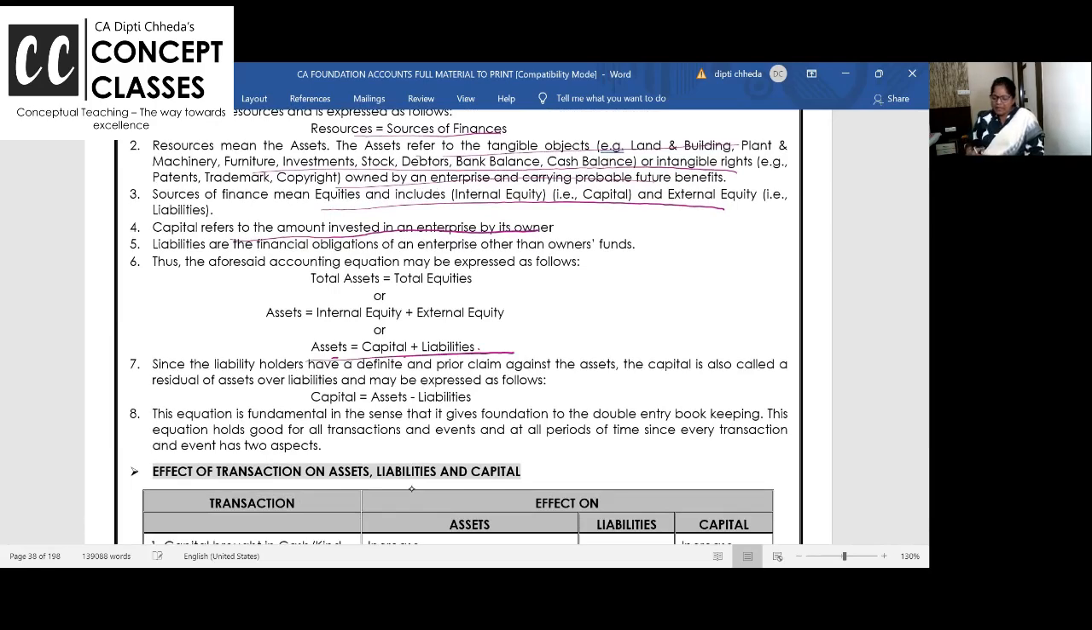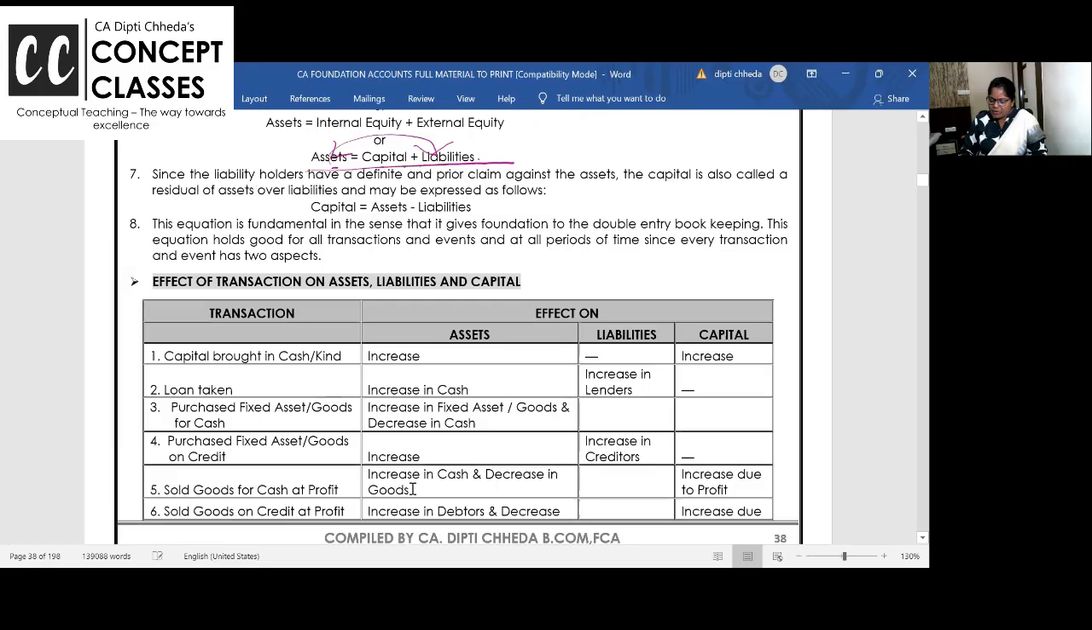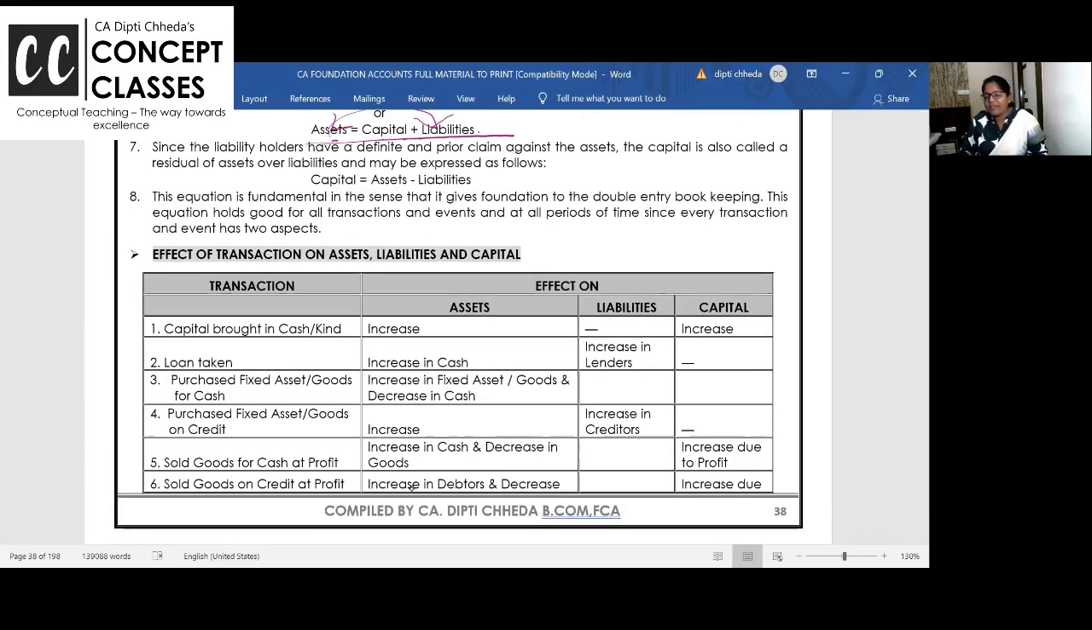ये तो सबको clear है ना? Right. Now since liability holders have a definite and prior claim against the asset, the capital is also called residual. You know, you can twist and turn. Asset is equal to capital plus liabilities, asset minus liabilities is capital, and so on. Now, what is the effect of transactions on asset, liability, capital? That interpretation is called accounting equation. For 5 marks, they are asking this.